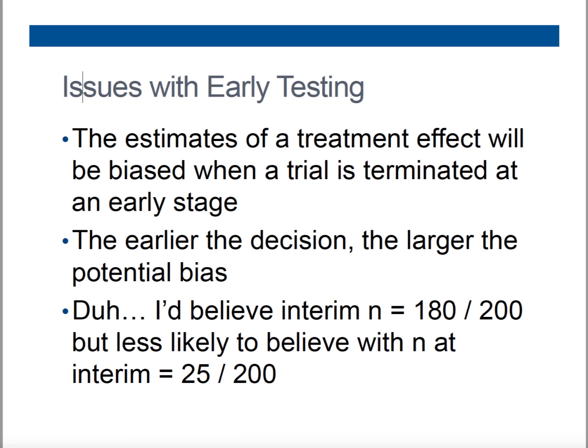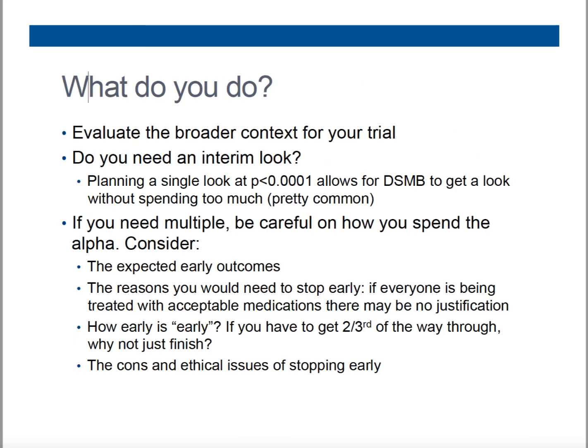So think about if you have an interim with 180 out of 200, that seems to have more weight behind it than making a decision out of 25 people based on 200. So what do you do? You need to evaluate the broader context for your trial. Do you need an interim look? And it shouldn't simply be out of curiosity.